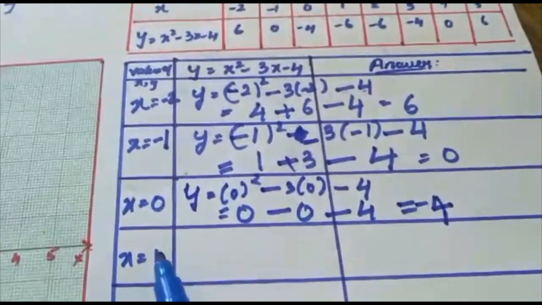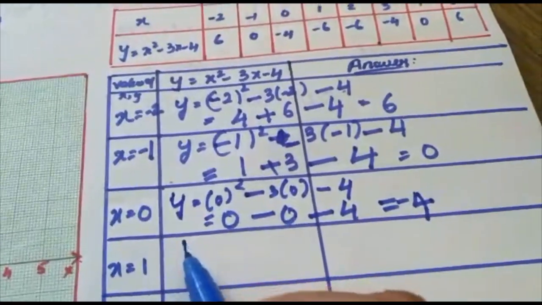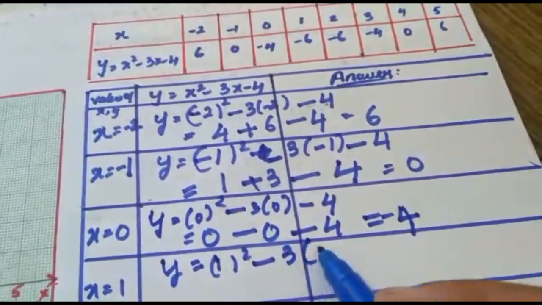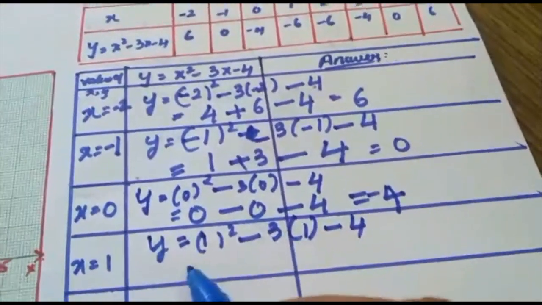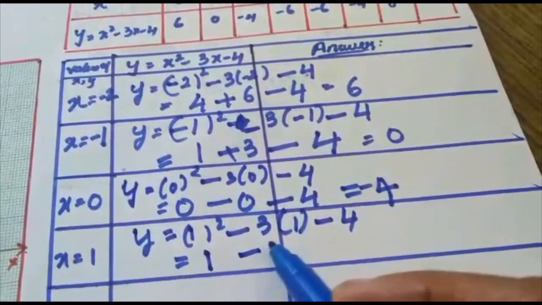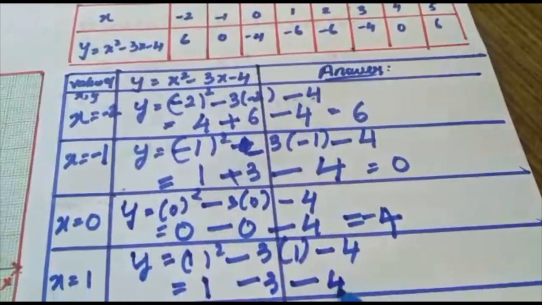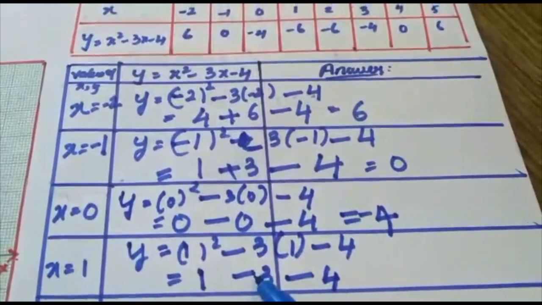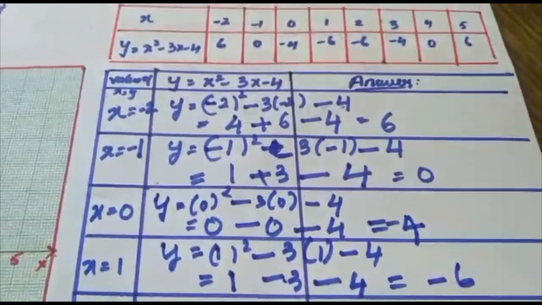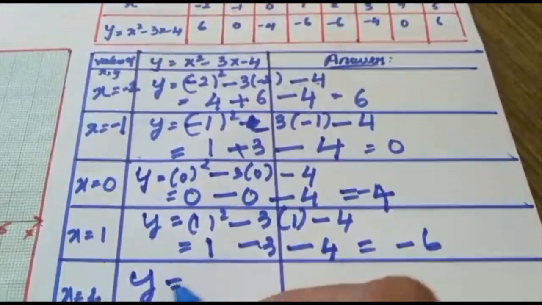Now let us take the value of x as 1. So y is equal to 1 square minus 3 into 1 minus 4. What is 1 square? 1 square is 1 only. Minus 3 into 1 is minus 3, minus 4. Minus 3 minus 4 is minus 7. Minus 7 plus 1 is minus 6. Now let us take the value of x as 2.